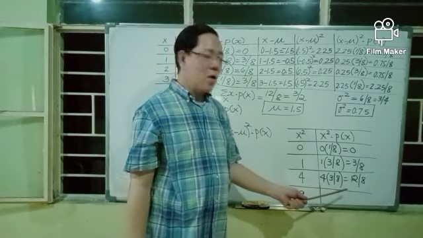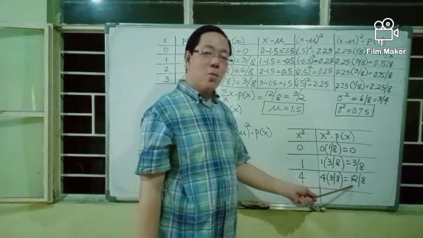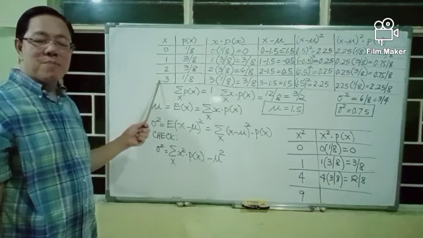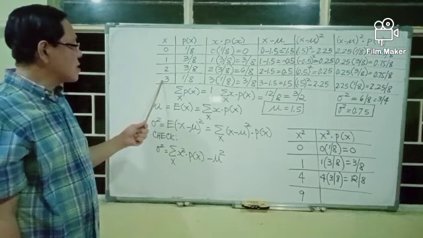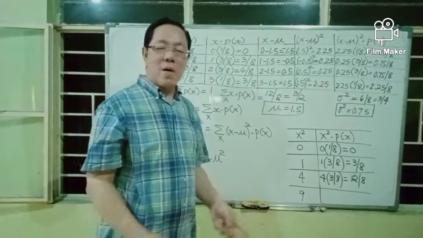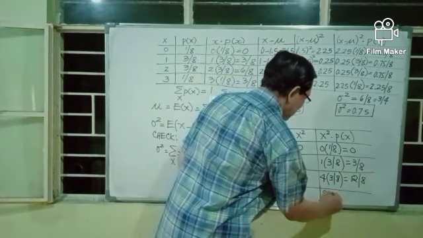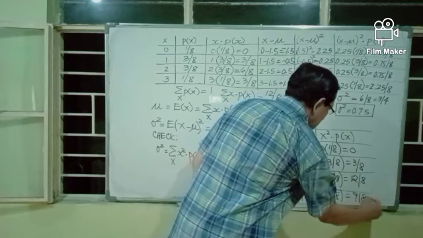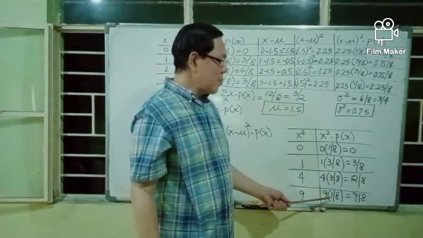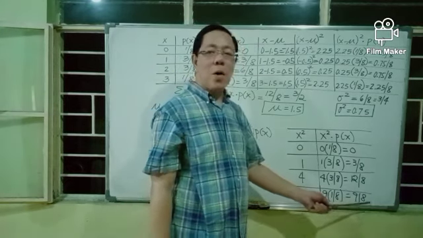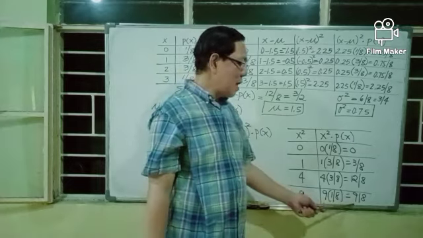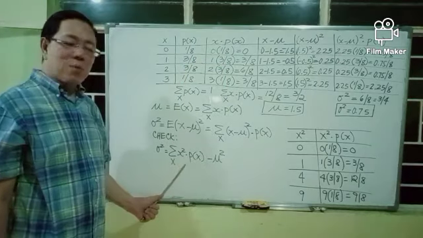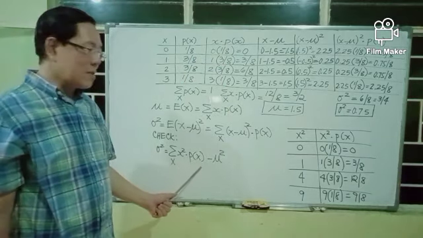And 4 multiplied by 3 over 8 is 12 over 8. And 9 is multiplied by the probability that x is 3, which is 1 over 8. 9 multiplied by 1 over 8 is 9 over 8. And we add this column for the summation of x squared times probability of x.